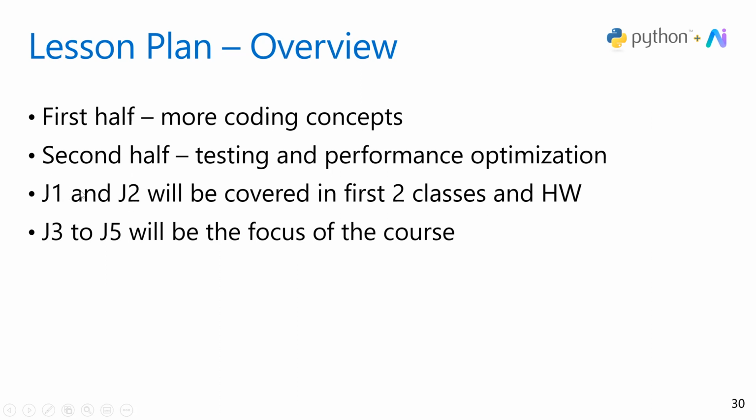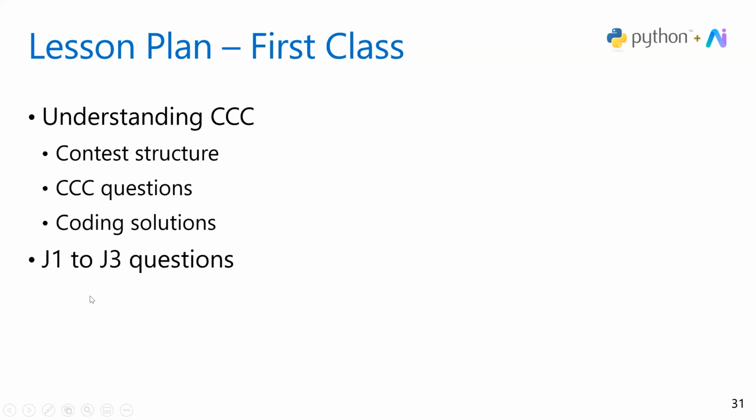J1 and J2, so the first two questions of junior, will be covered in the first two classes and through homeworks. J3 and J5 will be the focus for the remainder of the course. For the very first class, we'll spend a significant amount of time trying to learn how to understand CCC, the structure of the contest, the CCC questions, and the structure of the solutions. And we'll do junior 1 to 3.